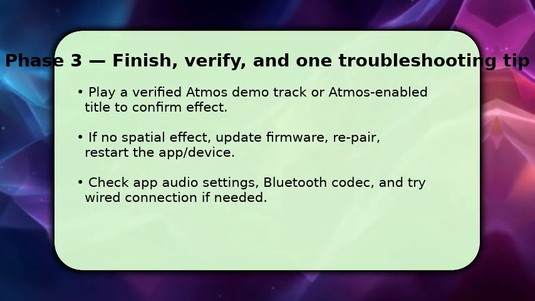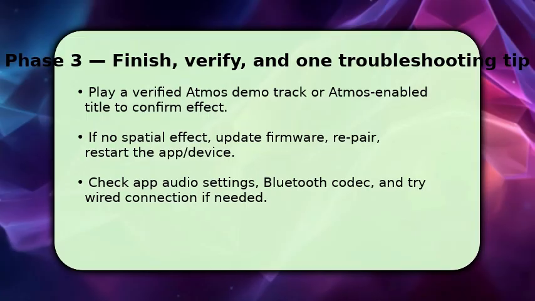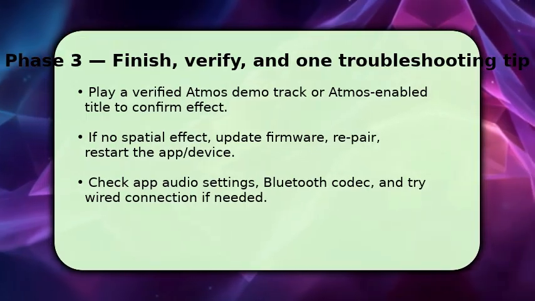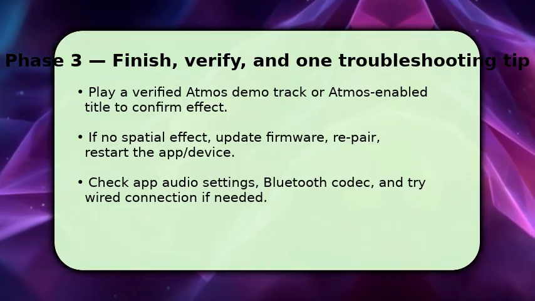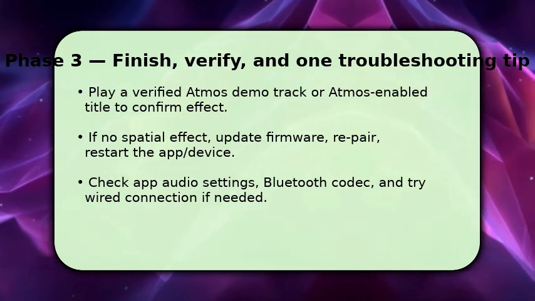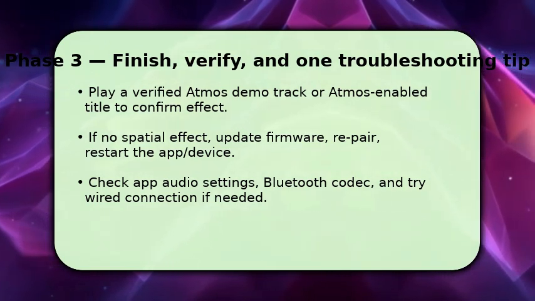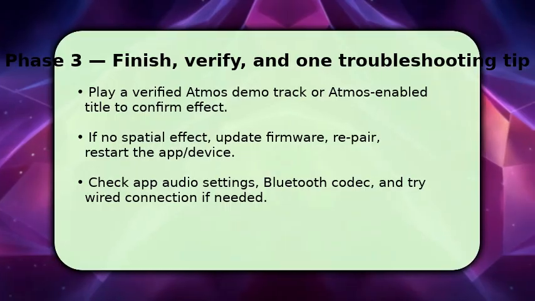If you don't hear it, make sure headset firmware and your device OS are current, then unpair and repair the headphones, restart the app and try again. Also verify the app is outputting Atmos rather than stereo. Troubleshooting tip: if wireless fails, connect wired or use a different codec-capable device. This quickly isolates Bluetooth bandwidth or codec limitations.